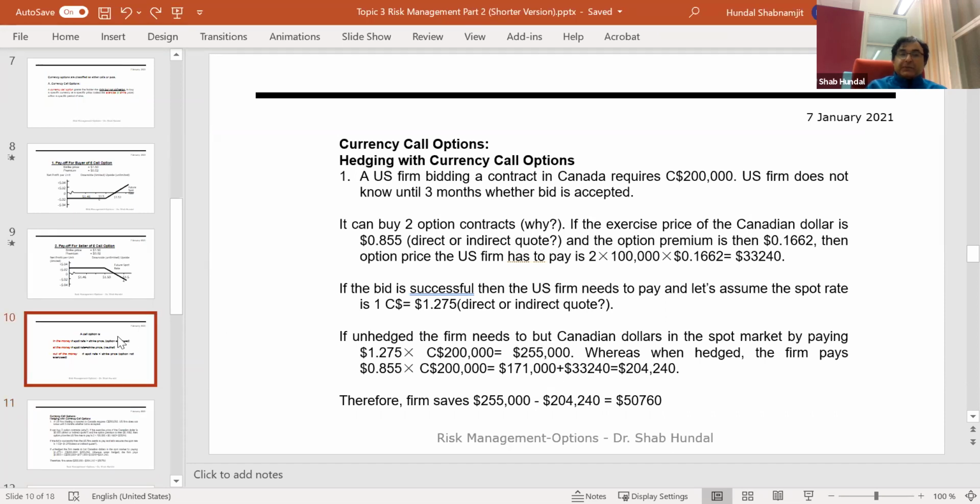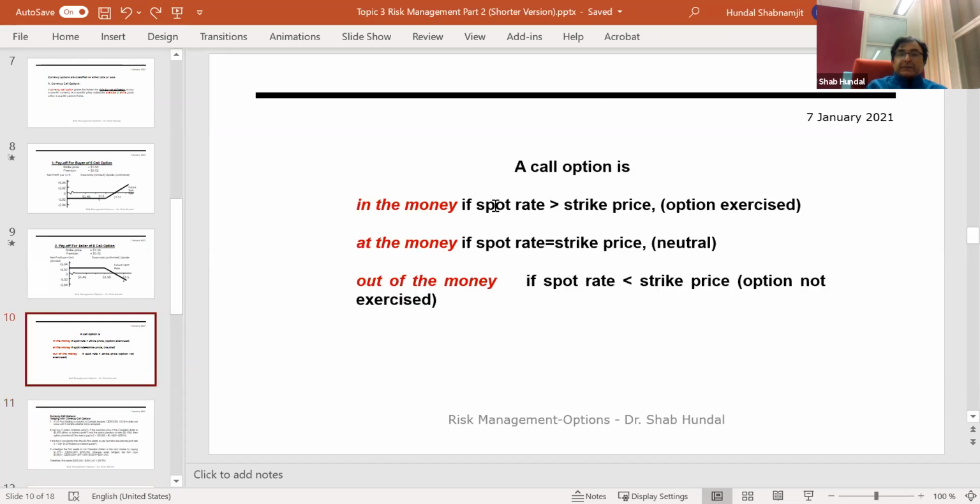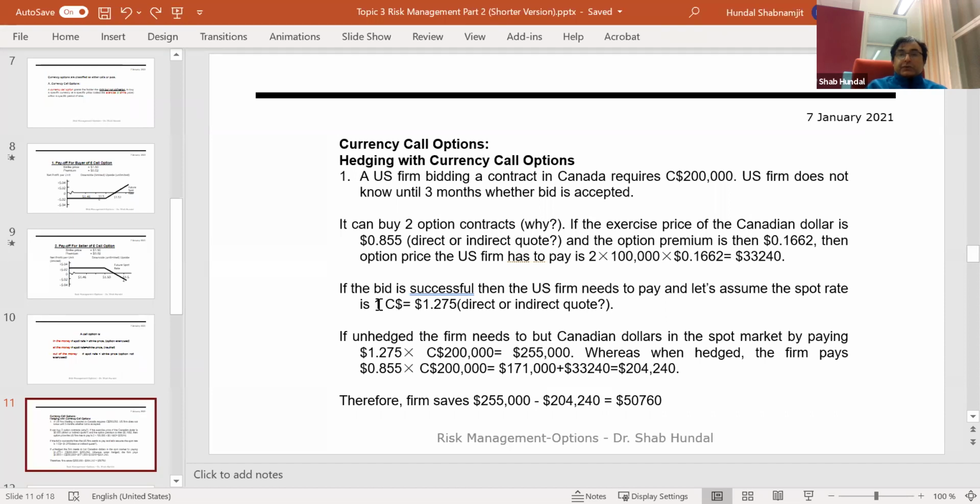Remember the in the money option? An in the money option is when the future market spot rate is more than the strike price. And here you can see that the future spot rate is more than the strike price. Good for you. Congratulations. You have saved 50,760 American dollars. So the option is in the money for you. Of course, I can play with the numbers and then we can decide whether the option is in the money or out of the money. So yeah.